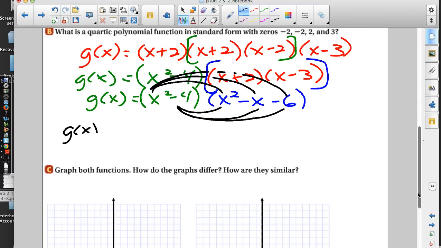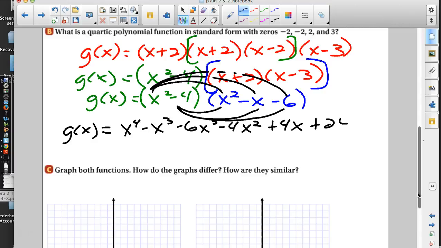So g of x is going to equal x to the 4th minus x cubed minus 6x squared, and then go to the bottom of the clamshell, minus 4x squared plus 4x plus 24. And then, of course, we're going to simplify anything we can. Unfortunately, there's not a lot we can put together here. We got a couple of squareds, but the rest of it's going to stay just as it is.